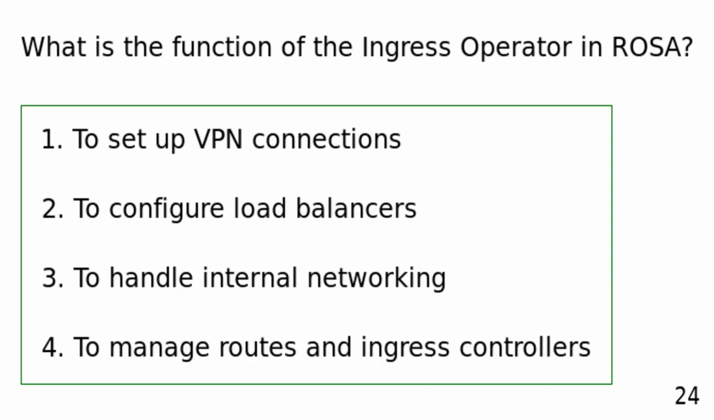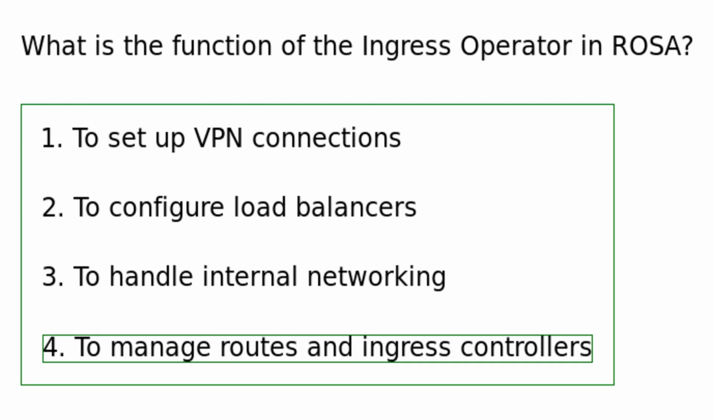What is the function of the ingress operator in ROSA? To set up VPN connections. To configure load balancers. To handle internal networking. To manage routes and ingress controllers. The ingress operator in ROSA manages OpenShift routes and ingress controllers, directing external traffic to services.